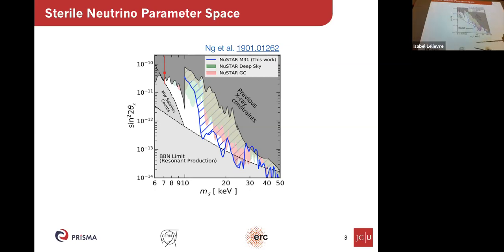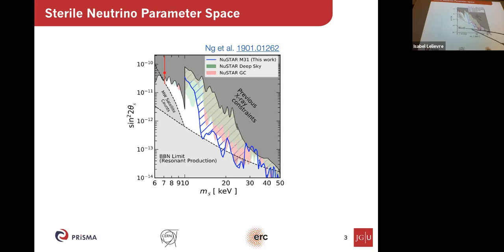The main thing here is, up here, this red dot, this is this 3.5 keV X-ray line that I mentioned. And as you see, this is now already inside the constraints. So there are some observations that still see this line, but there are others that don't see it. And that makes the whole situation even more confusing.